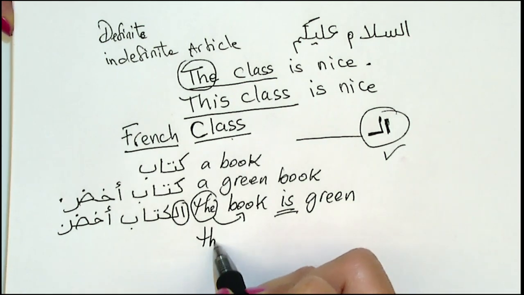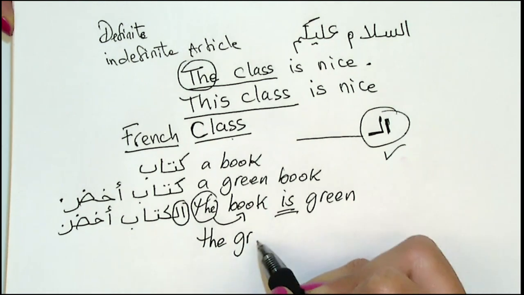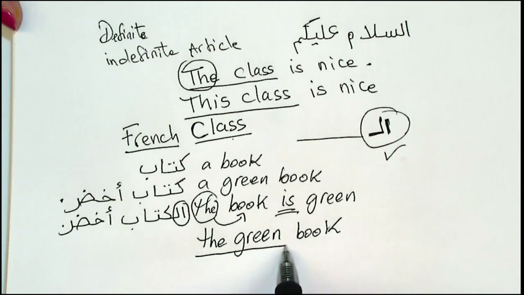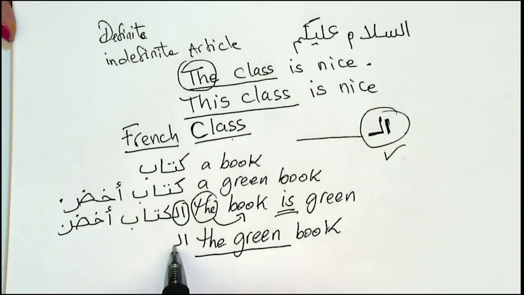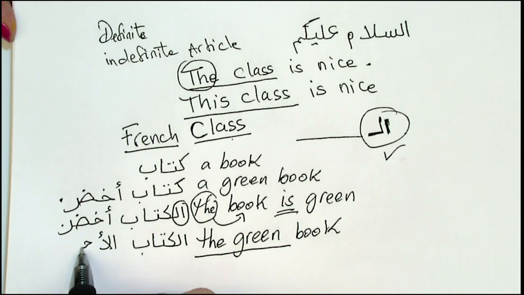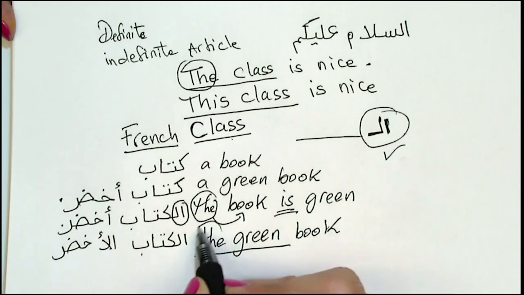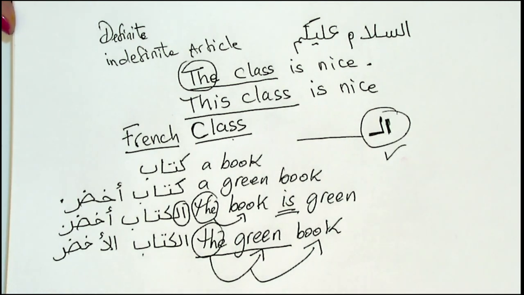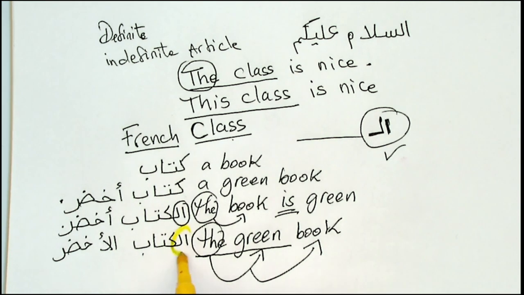But once we use this example of the green book, now we're defining green. We have to say al-kitab al-akhdar. This definition defines green and it defines book. That's why in Arabic we have Alif Lam added to book, and then Alif Lam added to akhdar.